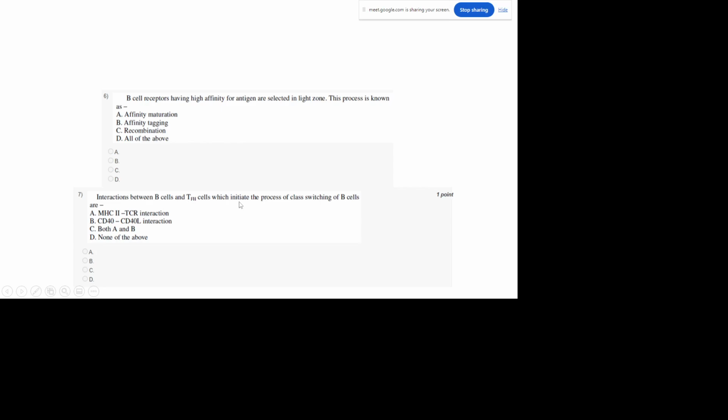The interaction between the B cell and the TFH cell which initiates the process of class switching of B cells is: MHC2 and TCR, CD40 and CD40L, both A and B, or none of the above. So both are true. The MHC class 2 and TCR interaction and the CD40 and CD40L interaction are basically the two main signals between B cell and helper T cell which initiate the process of class switching of B cells. So the answer is both A and B, option C.